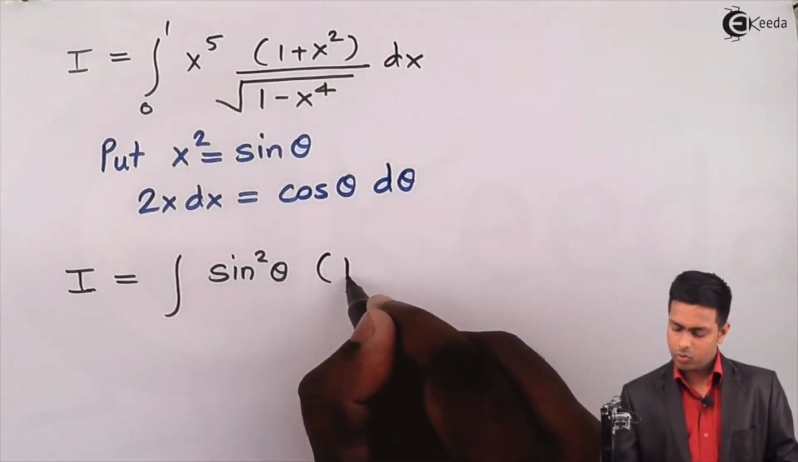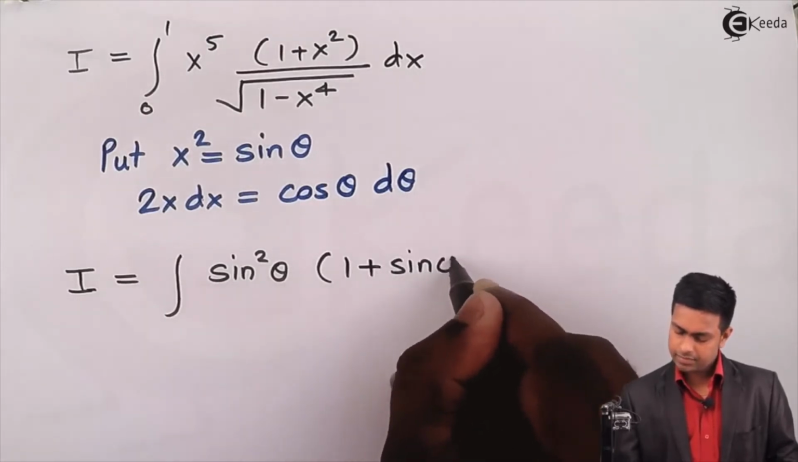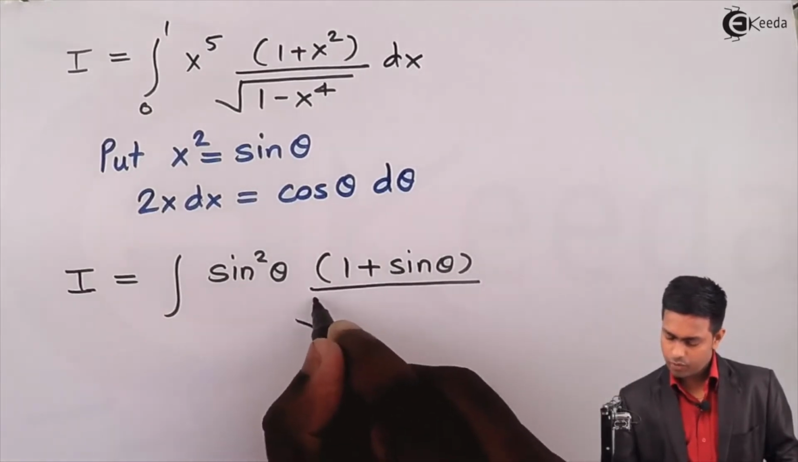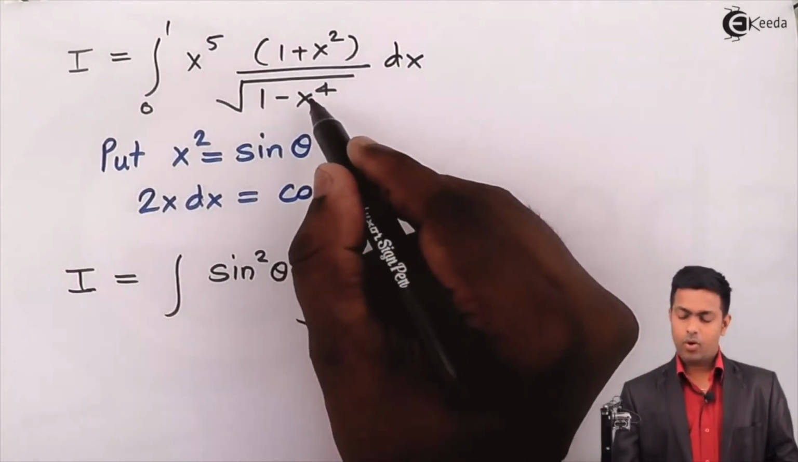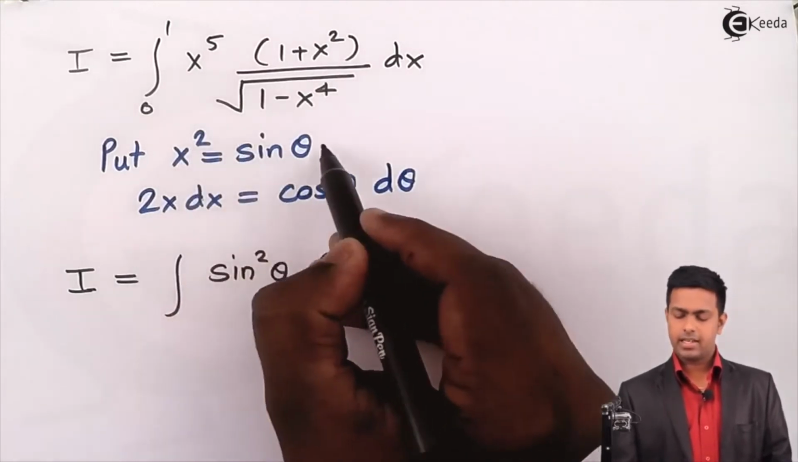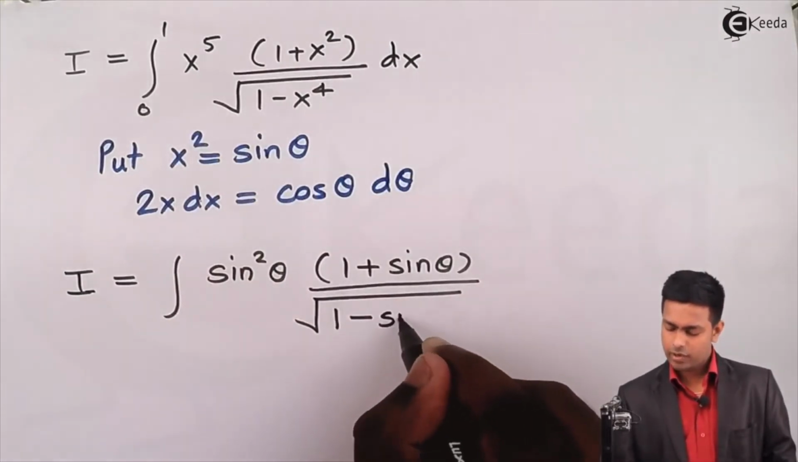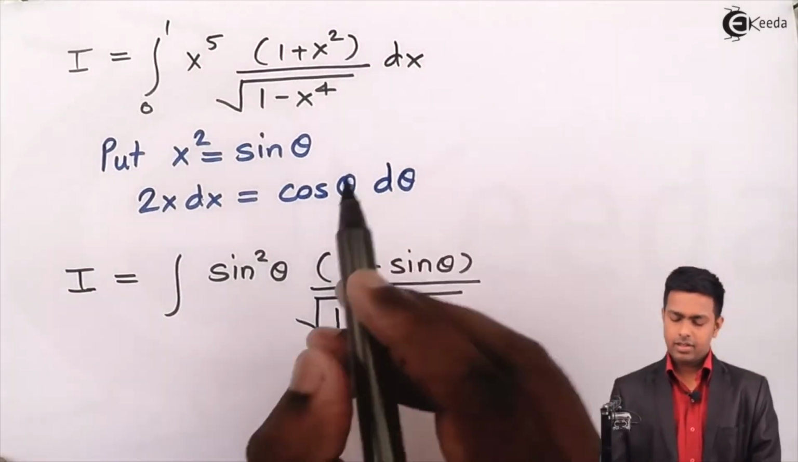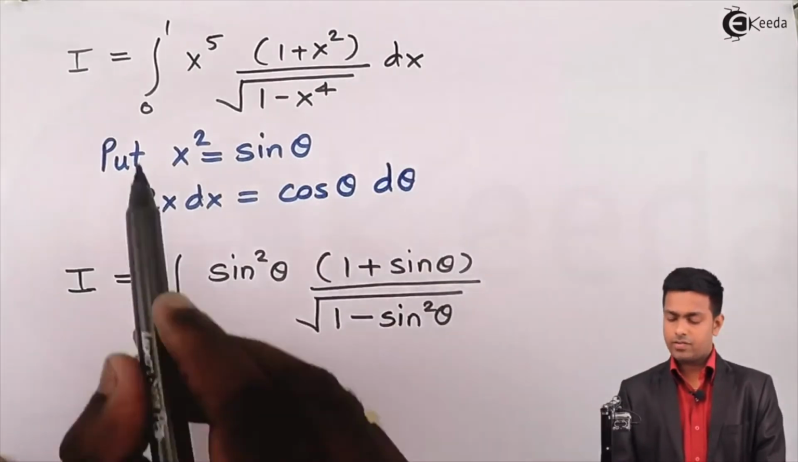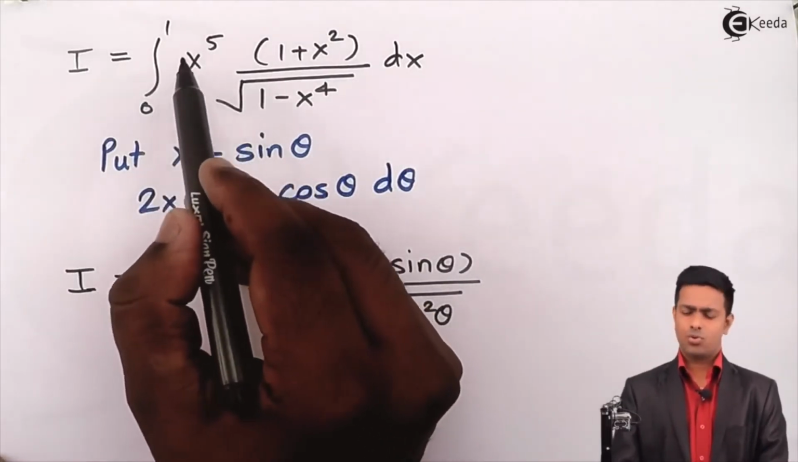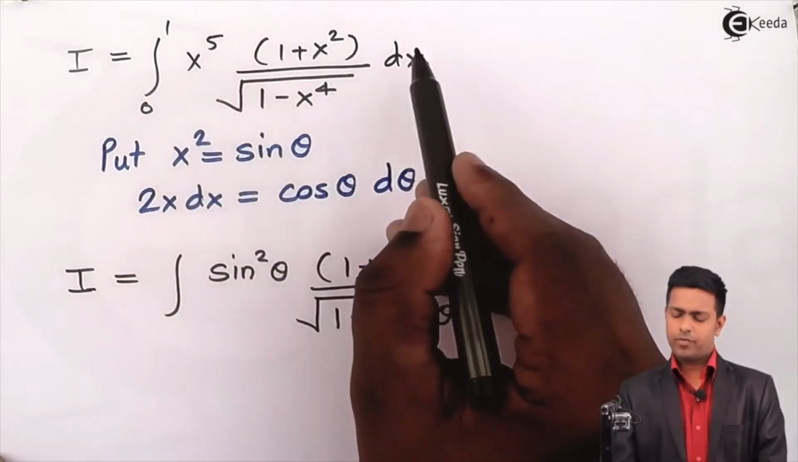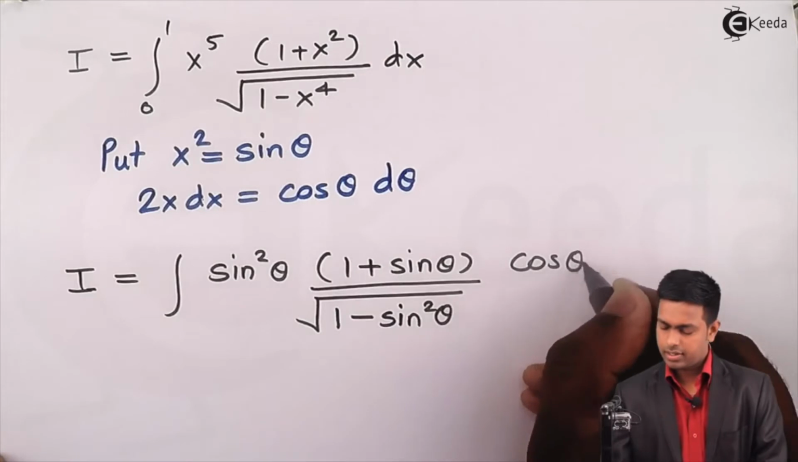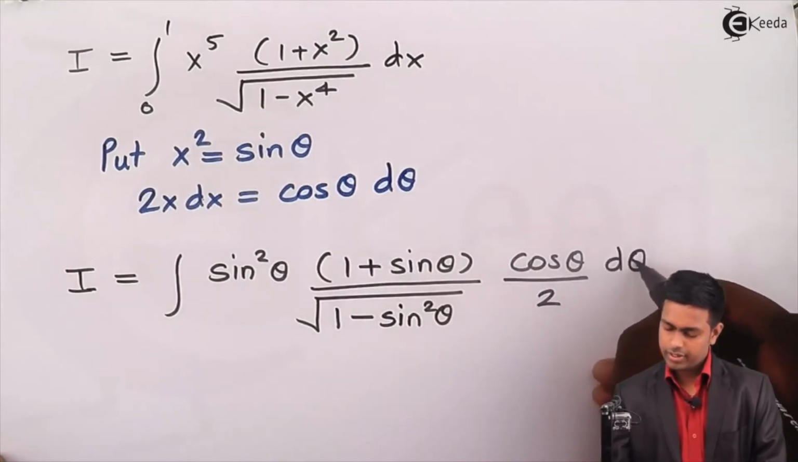In the bracket we will get 1 plus sine theta upon square root of 1 minus, now again x raised to 4. So since x square is sine theta, x raised to 4 is sine square theta. Next dx. So see here I've just considered x raised to 4. So one x is remaining. I'll put it with this x dx, and x dx can be cos theta upon 2 into d theta.